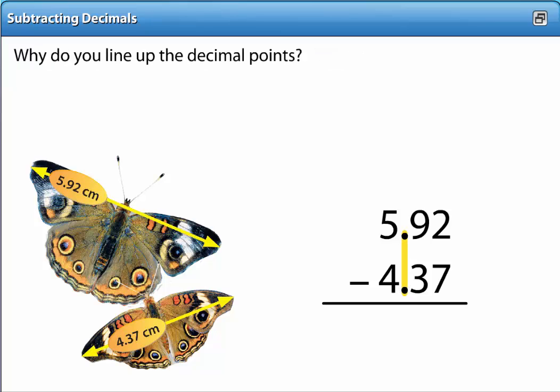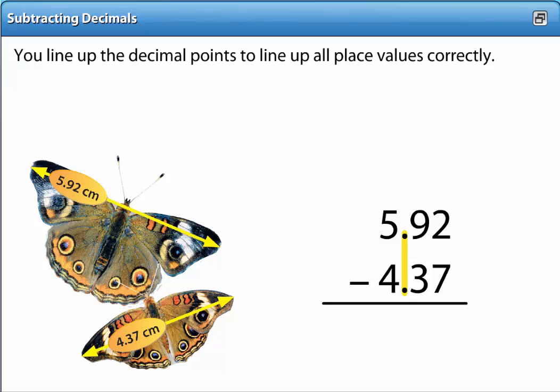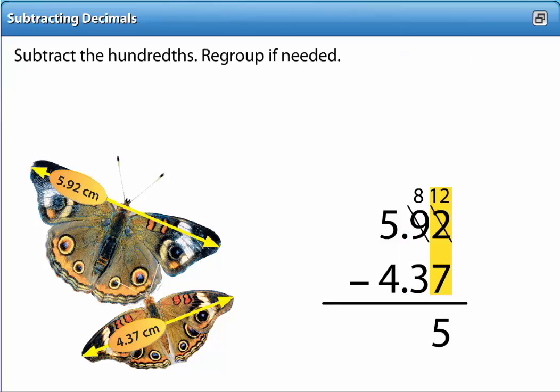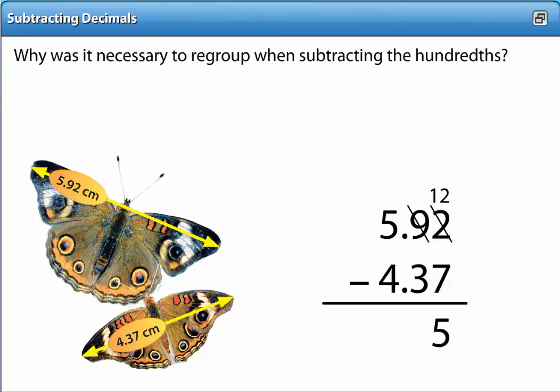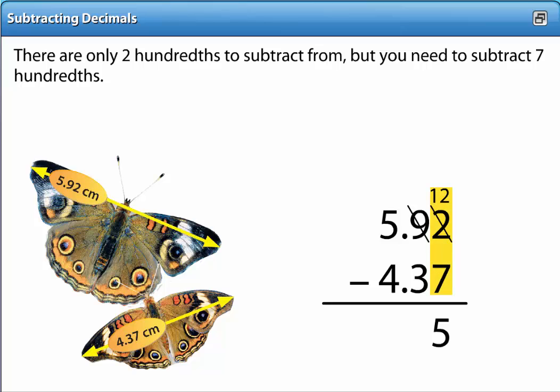Why do you line up the decimal points? You line up the decimal points to line up all place values correctly. Subtract the hundredths. Regroup if needed. Why was it necessary to regroup when subtracting the hundredths? There are only 2 hundredths to subtract from, but you need to subtract 7 hundredths.